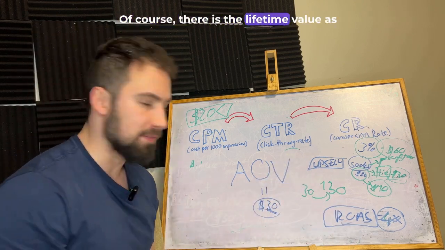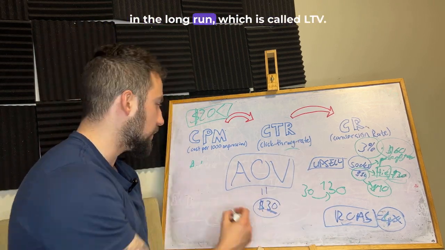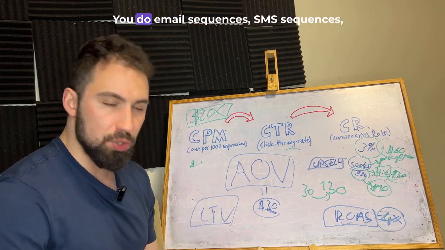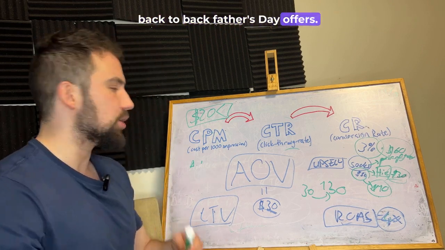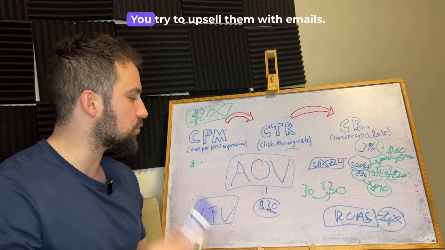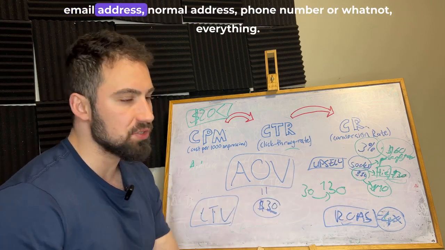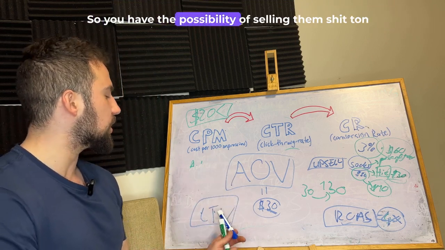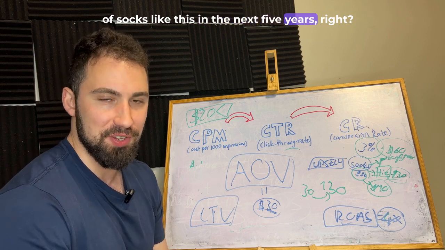Of course, there's the lifetime value as well, which is going to increase your ROAS in the long run, which is called LTV. What is LTV? Lifetime value. What do you do? You do email sequences, SMS sequences, back to back, Father's Day offers. You call them and say, how did you like the delivery and whatnot. You try to upsell them with emails. So if you sell them once, you get their email address, home address, phone number, or whatnot, everything. So you have the possibility of selling them a ton of socks in the next 5 years, right?